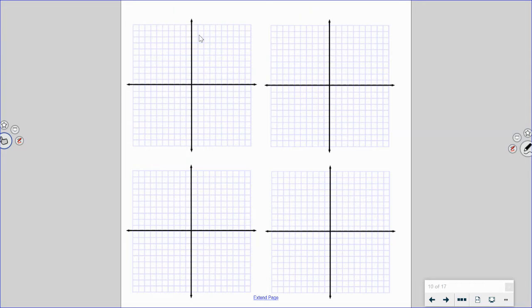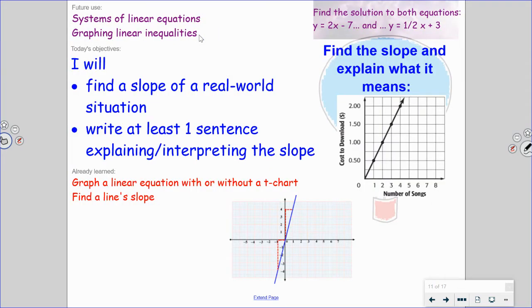And I have an extra slide here. Bring some questions when you got them, ladies and gents. Here we go. Focus today will be find a slope. Gee, that sounds kind of familiar, Mr. Cowan. Okay, so then here's the big deal. Write at least one sentence explaining, interpreting, telling what the slope means.